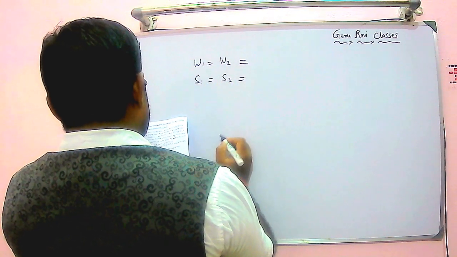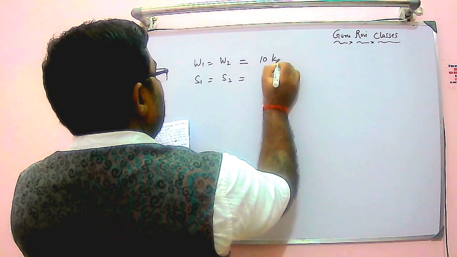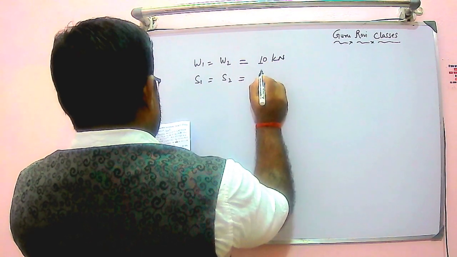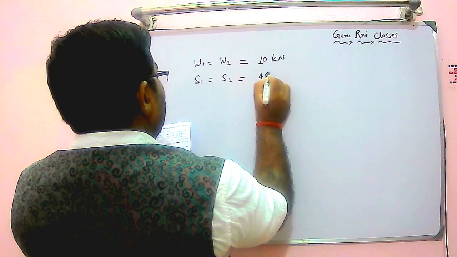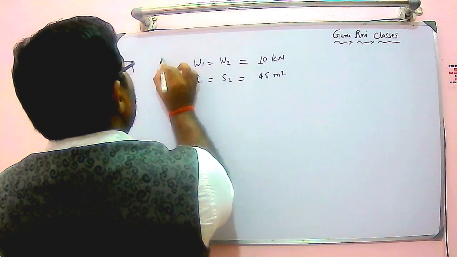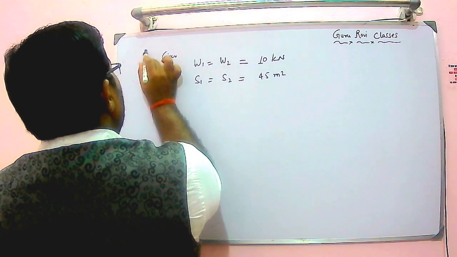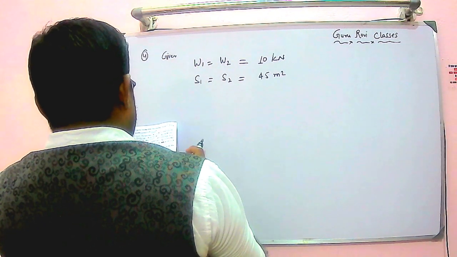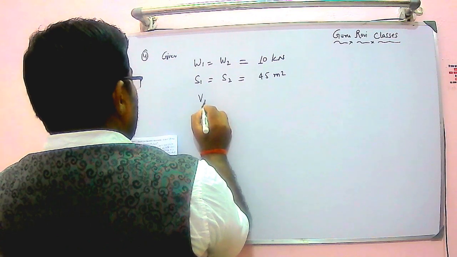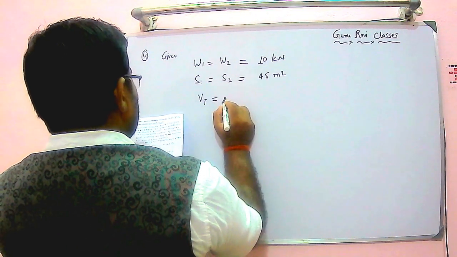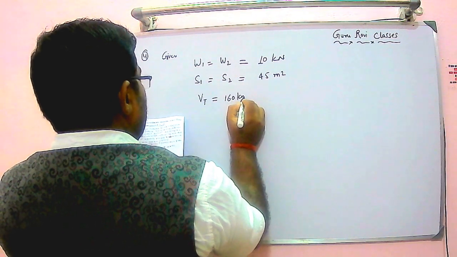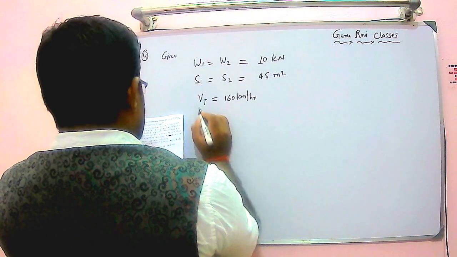So how much is this? This is 10 kilonewton, right? And this is 45 meter square. This is basically given data. Given. This is problem number 4. And another, both are flying at true airspeed. V true is given 160 kilometer per hour, right?